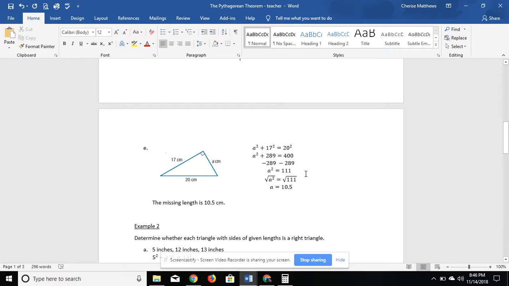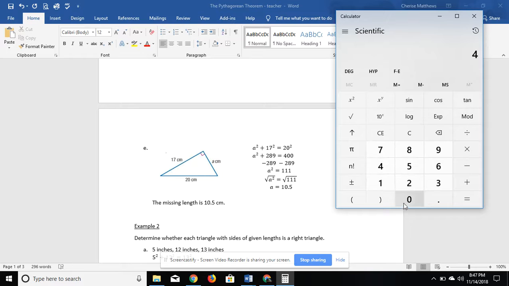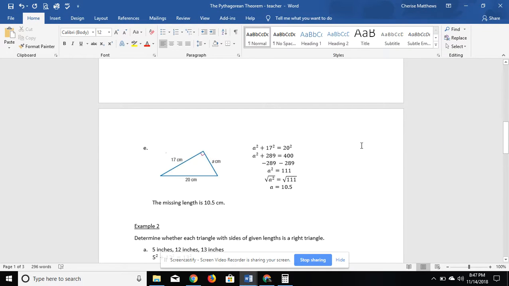Our last example here, we're missing A, but we must know what the hypotenuse is. If you notice again, that little box is pointing at 20. That is your hypotenuse. So A squared plus 17 squared equals that longest side, 20. Because remember, your hypotenuse is your longest side. So here we're going to subtract 289. How did I get that? Well, 17 times 17 is 289. 20 times 20 is 400. And then we said 400 minus 289, and we'll get 111.